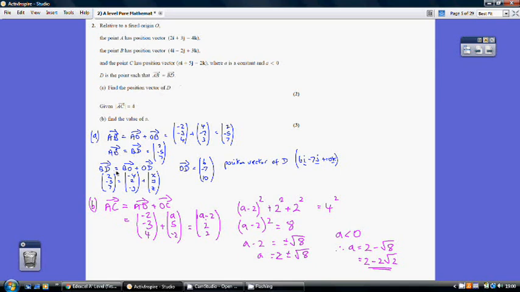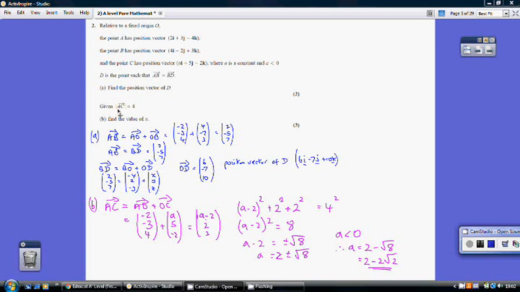Now, B to D, think of that as going part B. Well, we're going to start off by working out what the vector AC is. Now, how do we get from A to C? We go A to O, then O to C. So A to O is the opposite of position vector A, so that's minus 2, minus 3, plus 4. And O to C is the position vector C, which is a, 5, minus 2. So adding these together, we get a minus 2, 2 and 2. So that's the vector AC.